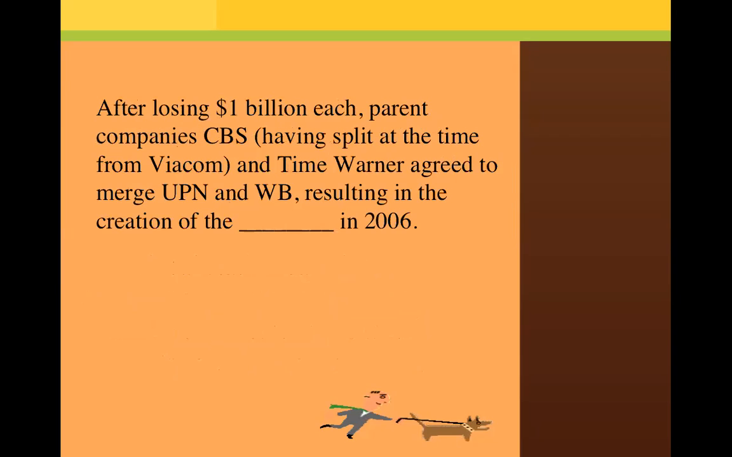After losing $1 billion each, parent companies CBS and Time Warner agreed to merge UPN and WB, resulting in the creation of what network in 2006? And that is the CW network. CBS and Viacom had split, and then just recently they have re-merged as one company.